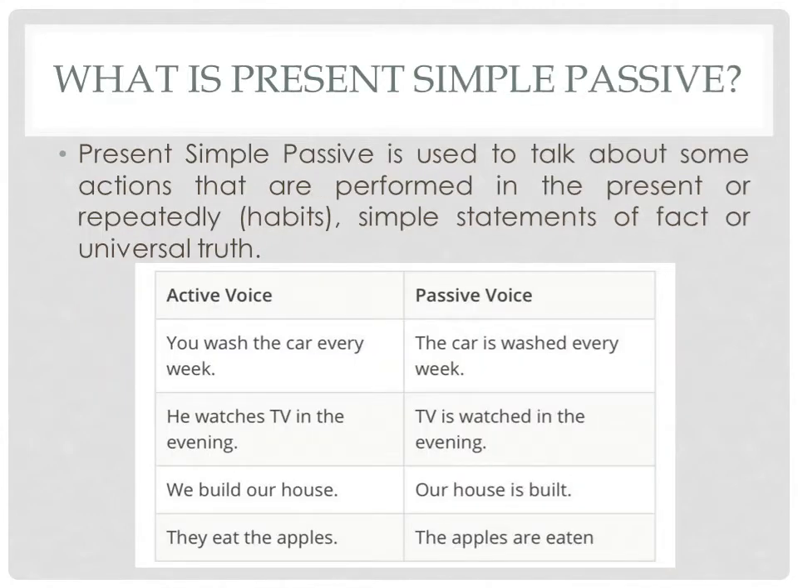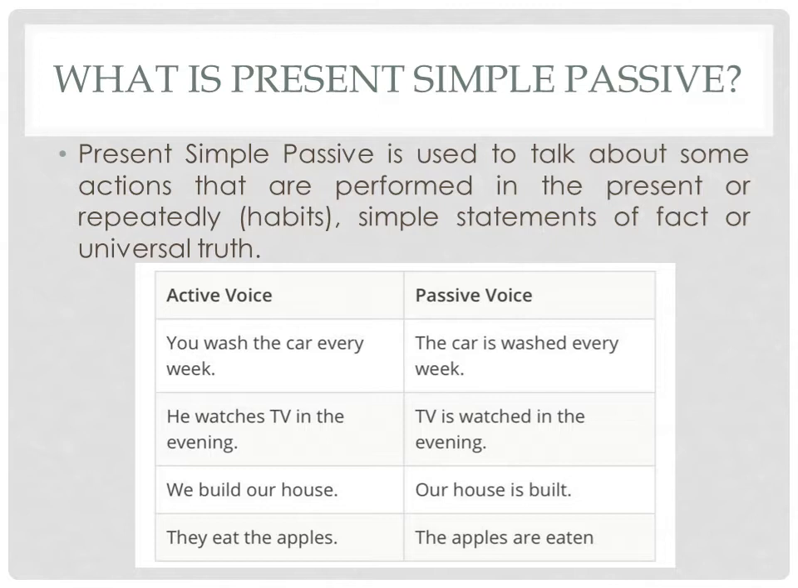This is what you are going to learn today. Present simple passive. So what is present simple passive? Present simple passive is used to talk about some actions that are performed in the present or repeatedly, habits, simple statements of fact or universal truth. So let's look at the example first.